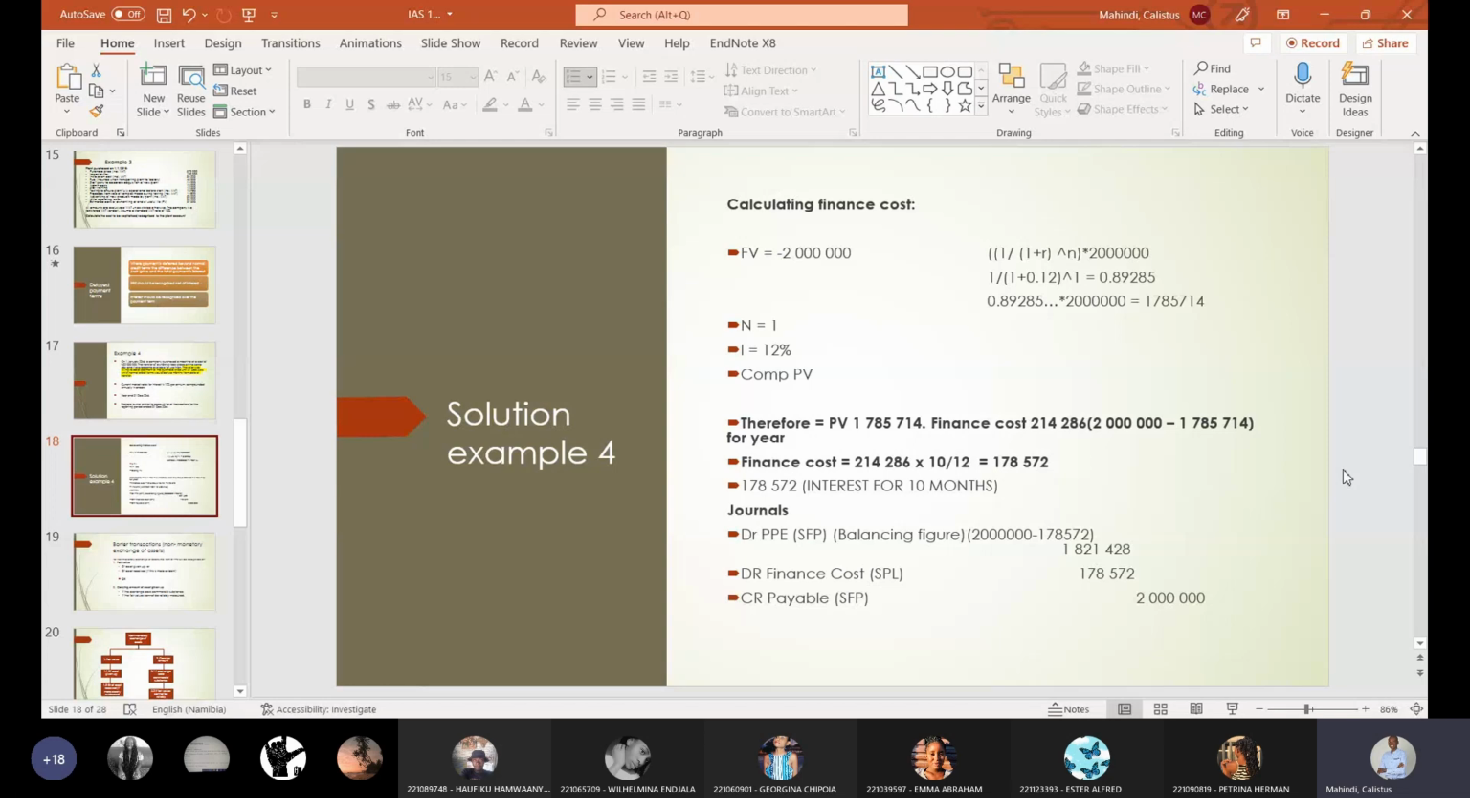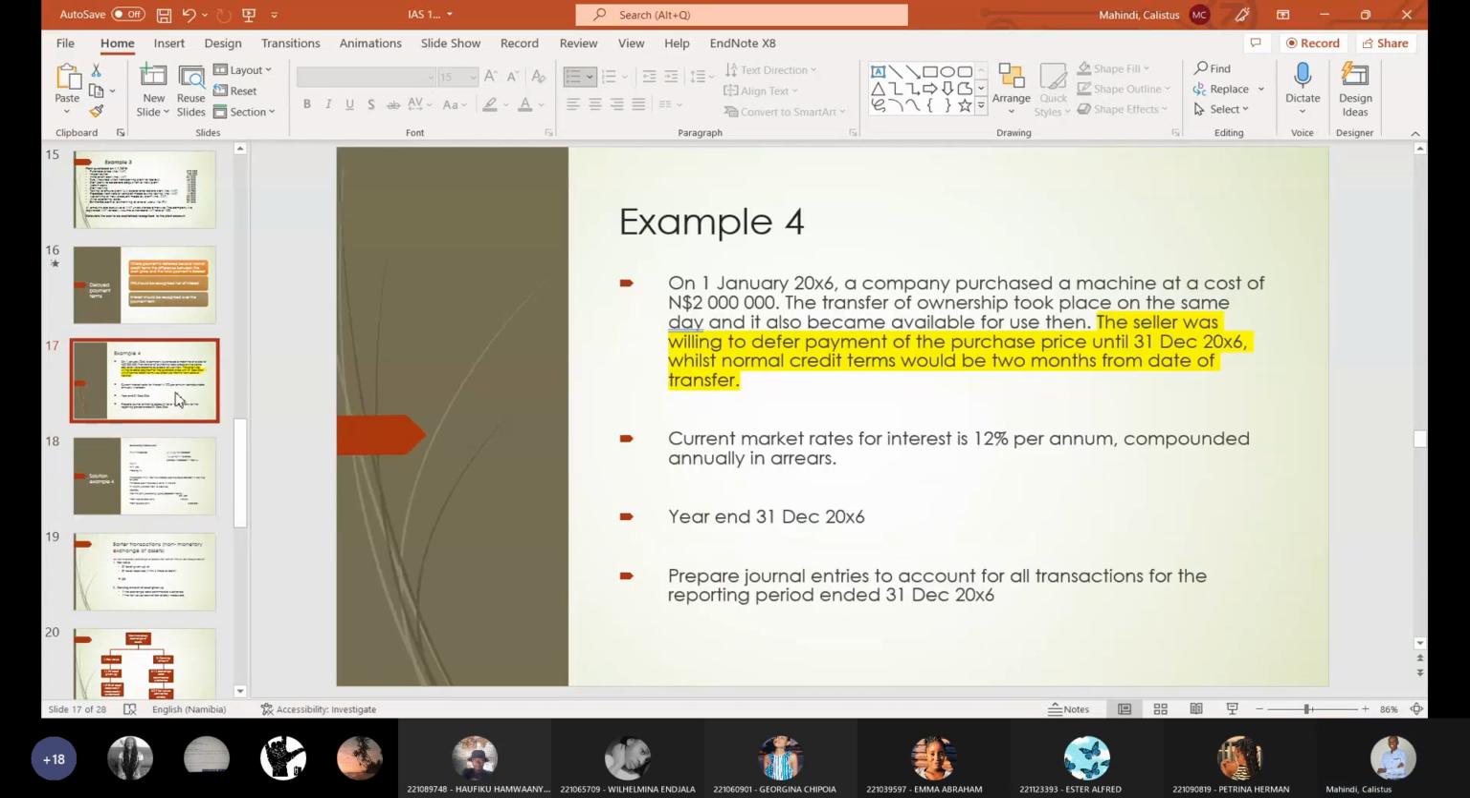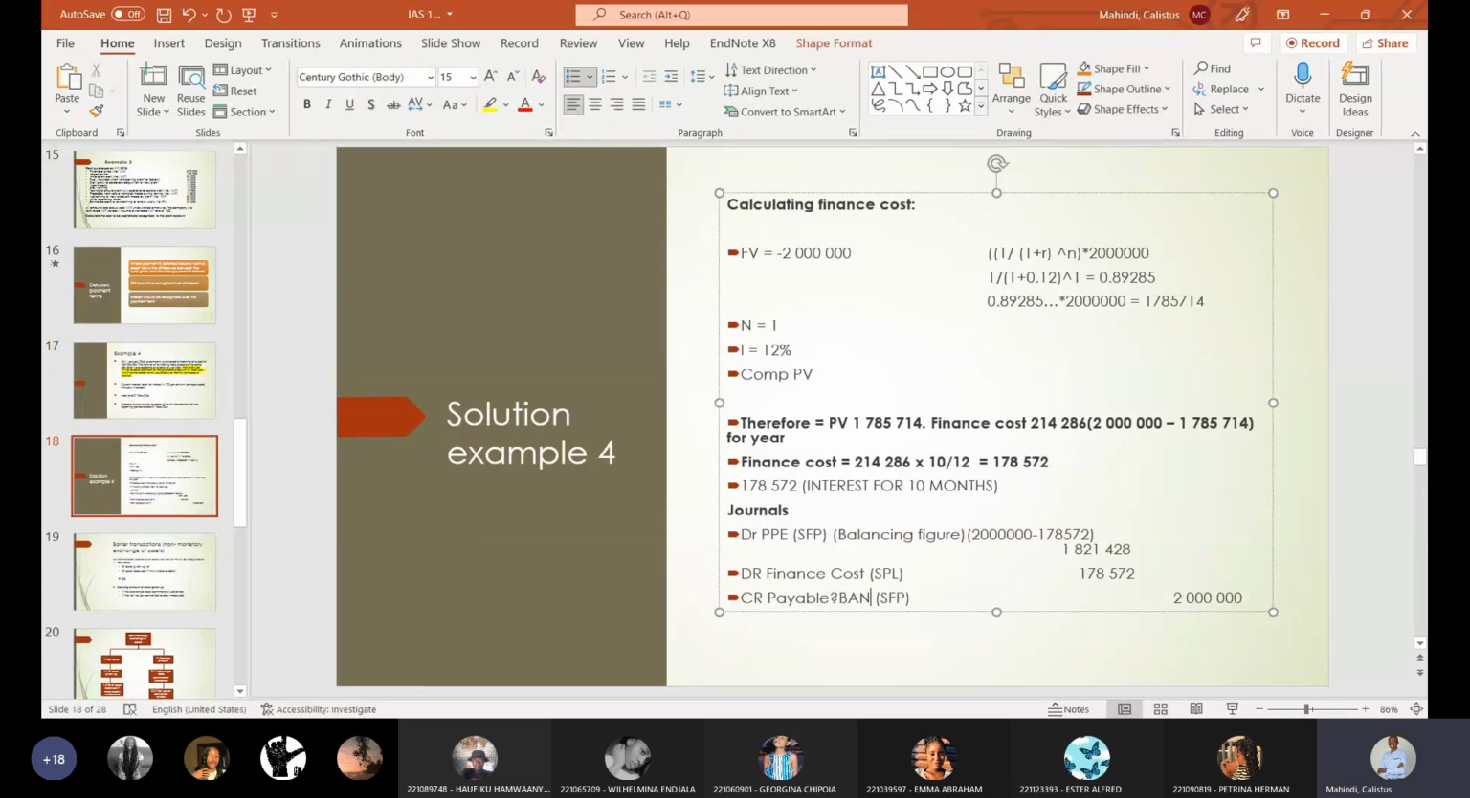Actually, it shouldn't even actually be payable. Okay, but it doesn't tell us whether this amount was paid. But if it was paid, you're going to credit your bank. Okay, sorry, this is correct. You credit your payable because this entry will be done on 1st of January 20x6. These journals are all done on the 1st of January 20x6.